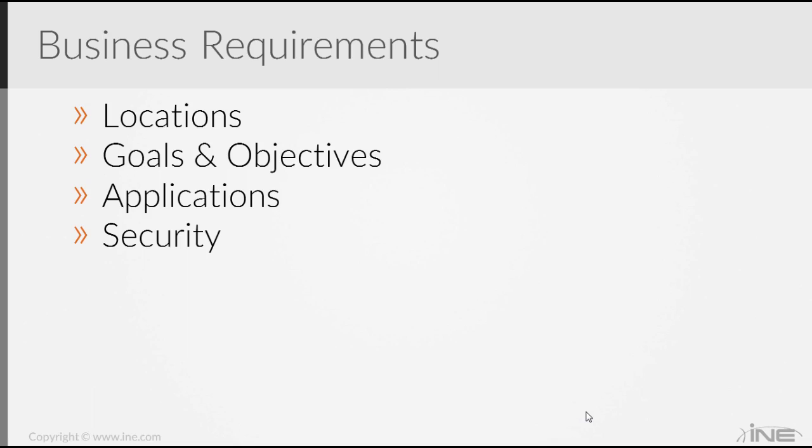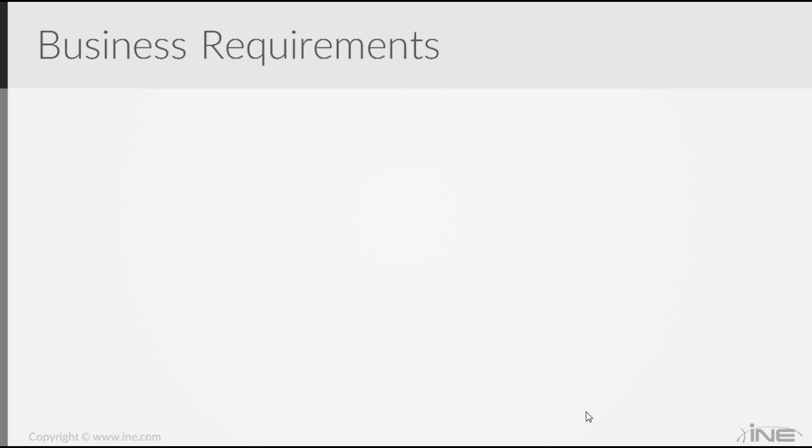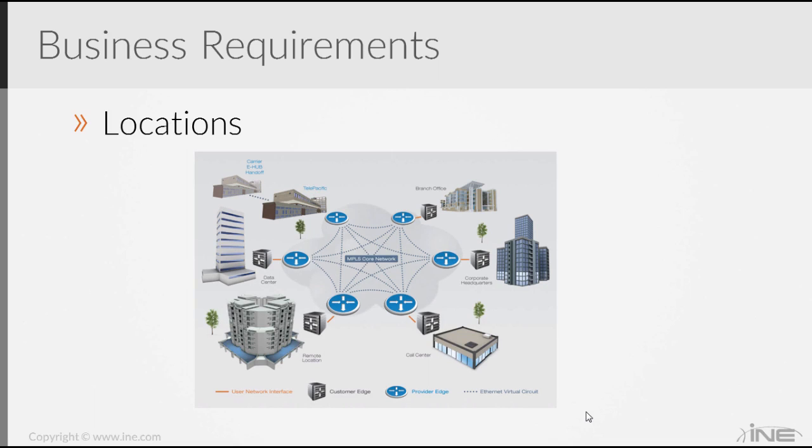Keep in mind that these business requirements are not in order of priority, because the priority is dictated by the business. So, locations. A business may have multiple locations, and these multiple locations could be geographically dispersed or they could be spread out over a few kilometers. In this scenario, we're talking about multiple campuses of the same organization. The locations could also be within the same building.